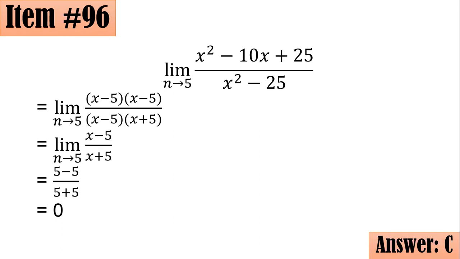Take note po that once we substituted already the variable, then there is no more limit symbol. So, letter C po yung ating tamang sagot. All right. So far, so good. Thank you po.